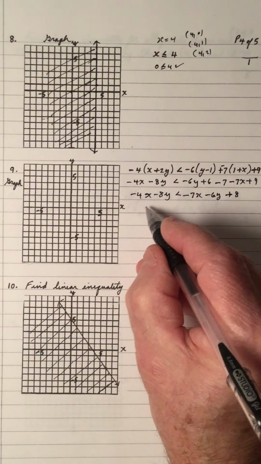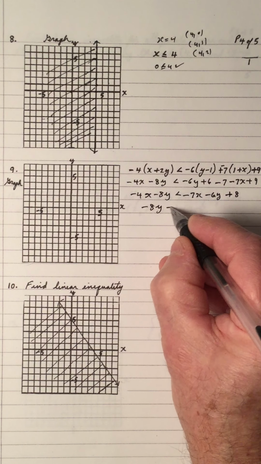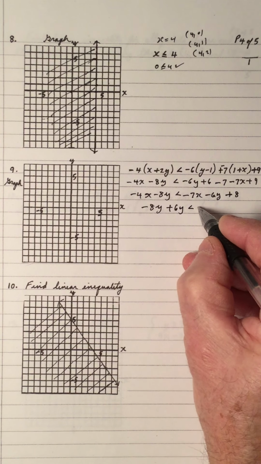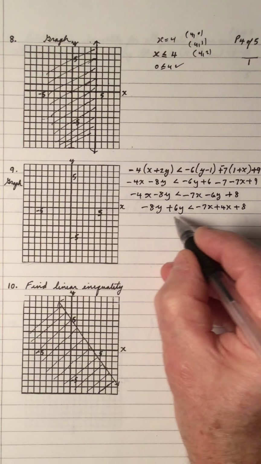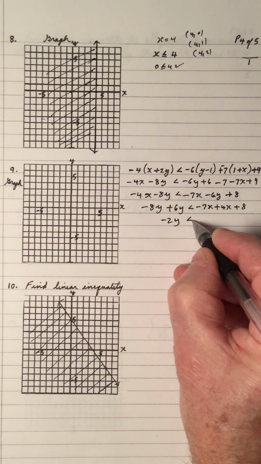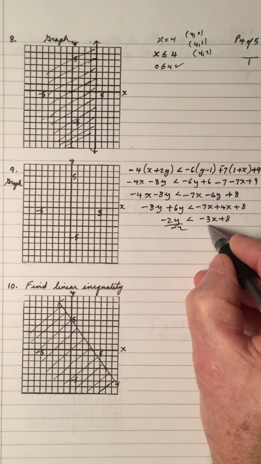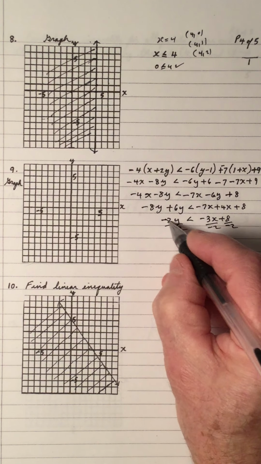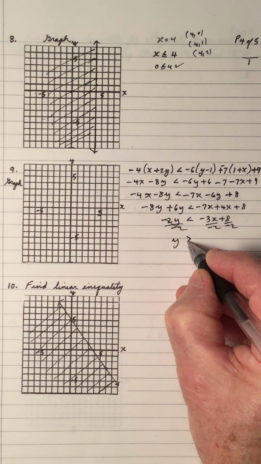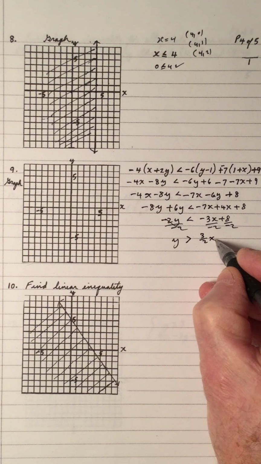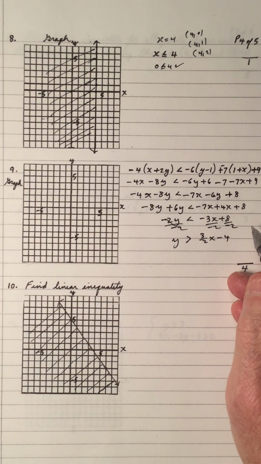Now the y's, we're solving for y in order to graph it. So negative 8y plus 6y less than negative 7 plus 4x plus 8. Negative 2y less than negative 3x plus 8. Divide by negative 2. They cancel. Y, and because I divided by a negative, the less than becomes a greater than. That is 3 over 2x minus 4. And let's graph this inequality.